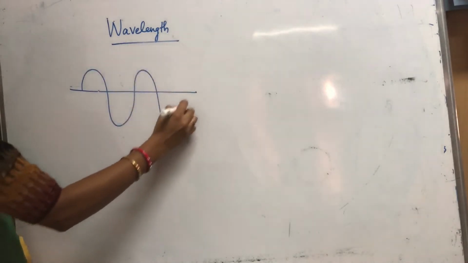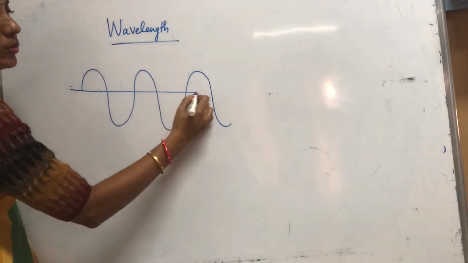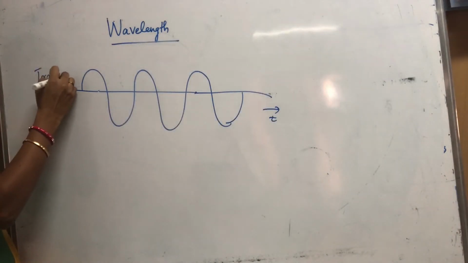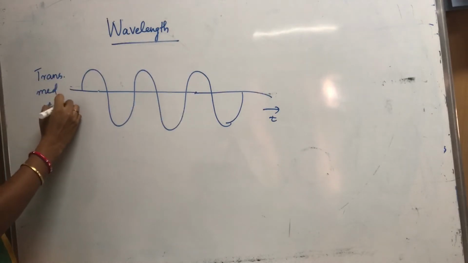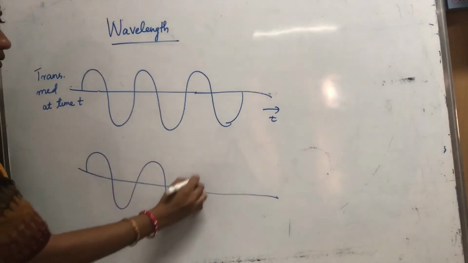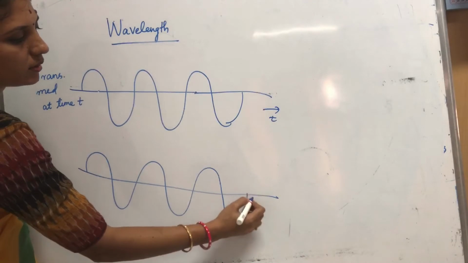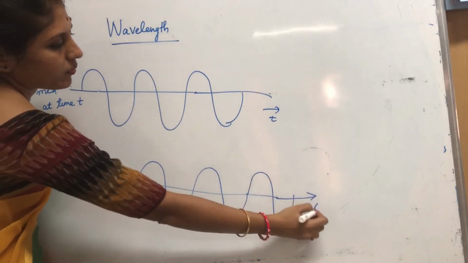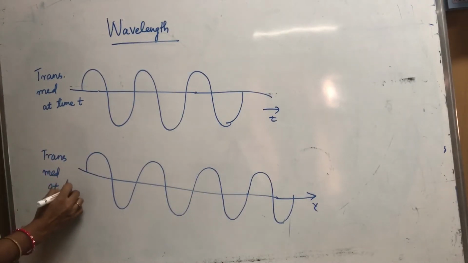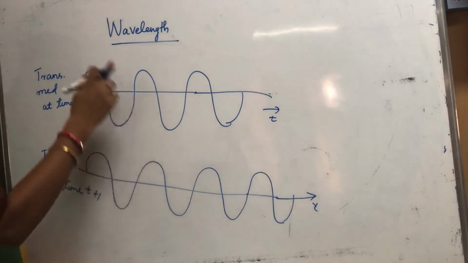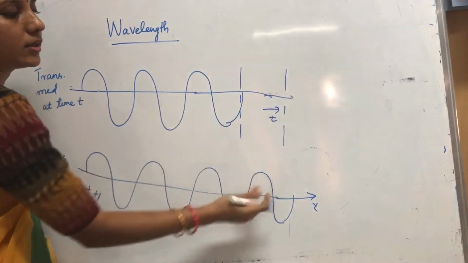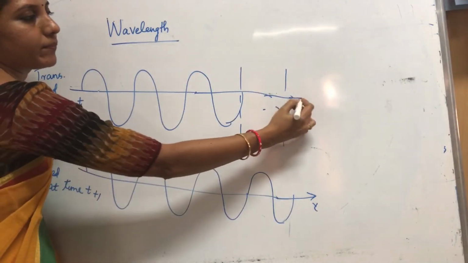Suppose this is a wave which is being transmitted into a transmission medium. This is the transmission medium at time t, and I am going to draw one more curve, one more signal. This is the transmission medium at time t plus 1. So this wavelength binds the period. This is the wave we have got at time t plus 1.